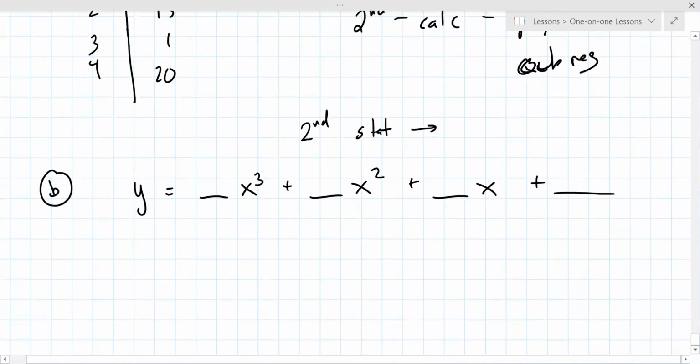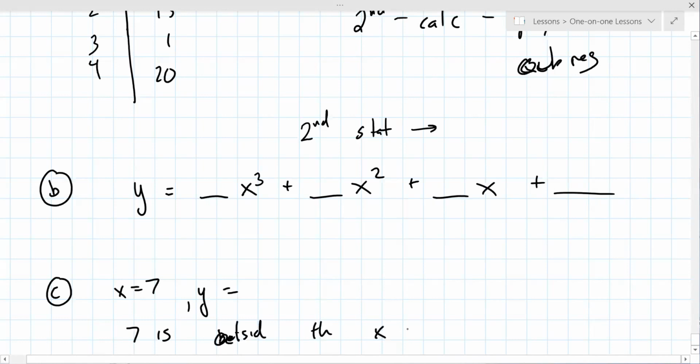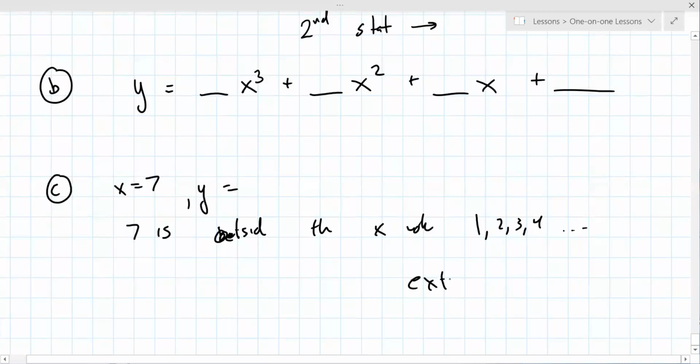Part C is you're putting x equals 7 in. So you're going to get a y value. You're going to put 7 in for each of these and so on. And then is it interpolation or extrapolation? Since x equals 7 is outside the x values, which go 1, 2, 3, 4, it's way out here. It would be considered extrapolation.